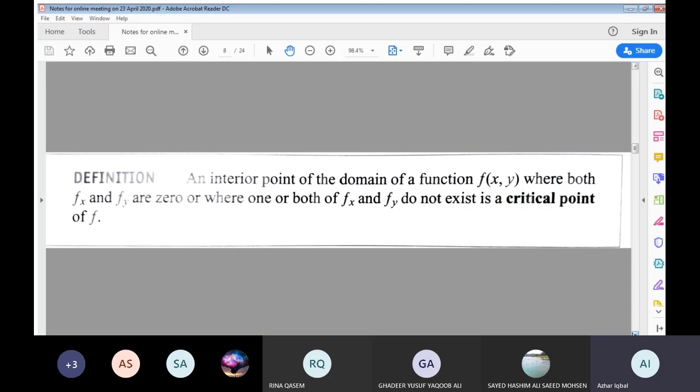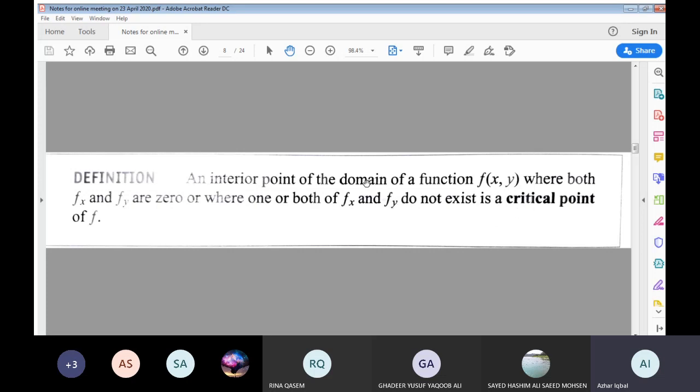Okay, now we come to the definition. An interior point of the domain of a function f of x, y, where both f_x and f_y are 0, or where one or both of them do not exist, is a critical point. Here f_x means partial f over partial x, and f_y means partial f over partial y.